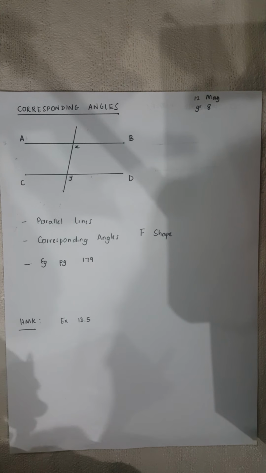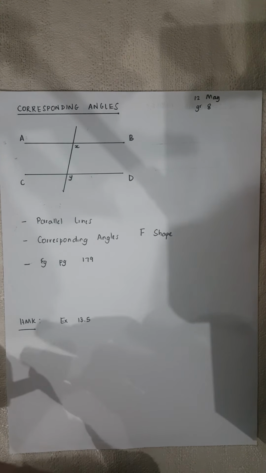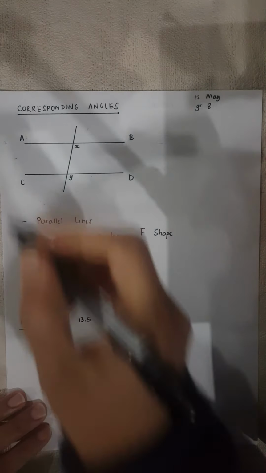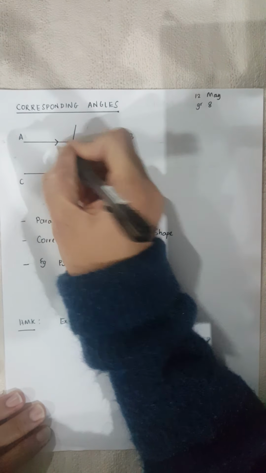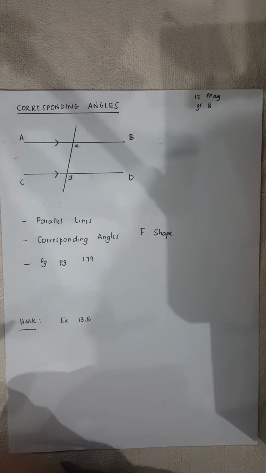Yesterday we did co-interior angles. So you remember if you see two parallel lines, right? In this picture here, I've got AB that is parallel to CD. If I have two parallel lines, without writing it there, can you spot the co-interior angles?